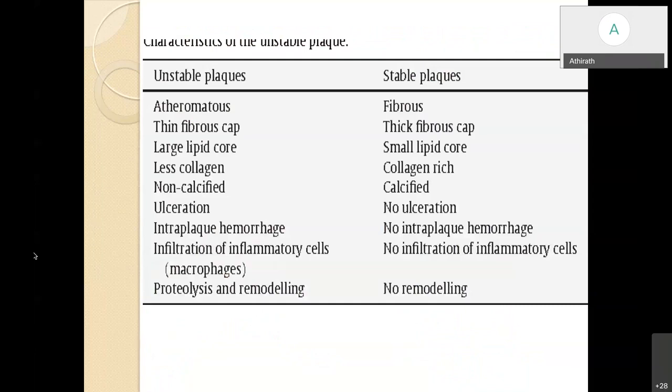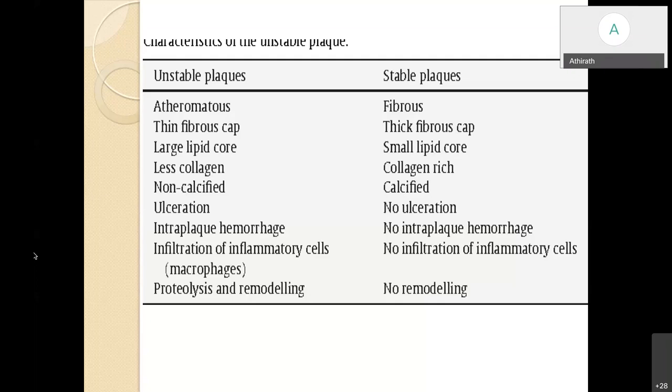Unstable plaques are basically atheromatous, whereas stable plaques are more fibrous in content. Unstable plaques have a thin fibrous cap and a large lipid core with less collagen, whereas a stable plaque has a thick fibrous cap with a small lipid core and is highly rich in collagen. Unstable plaques are non-calcified, whereas stable plaques are calcified.